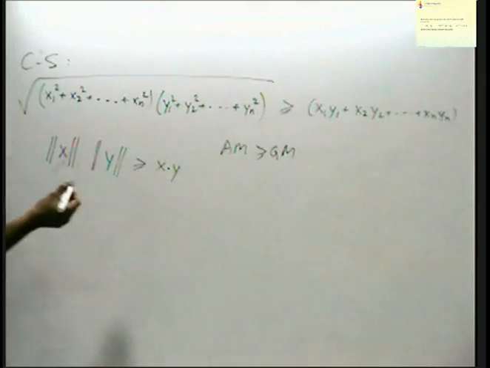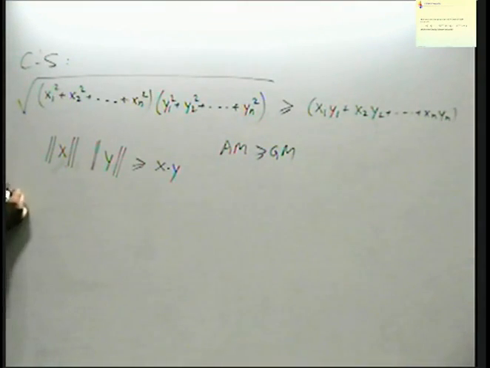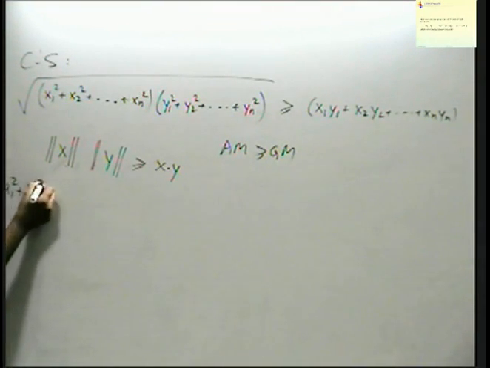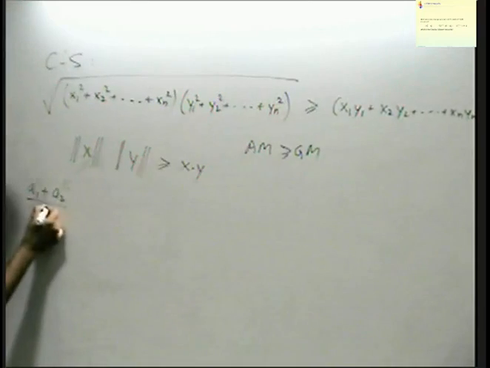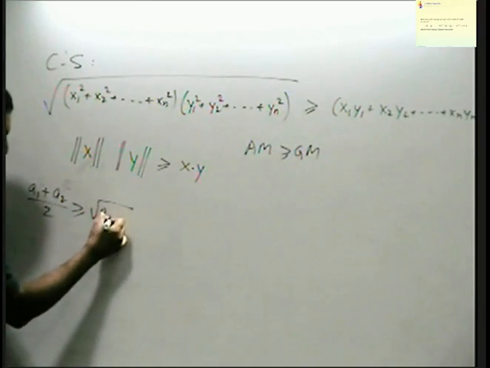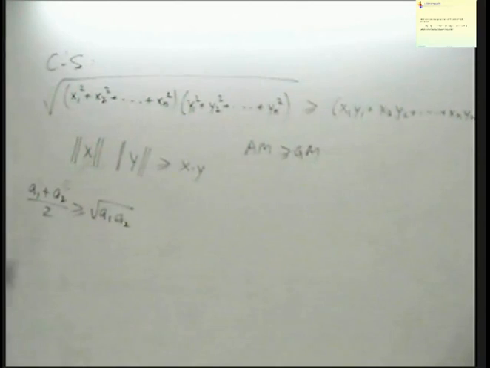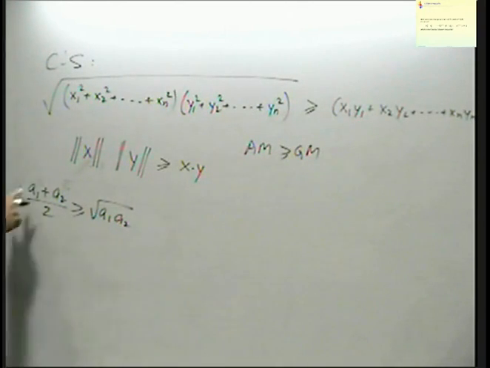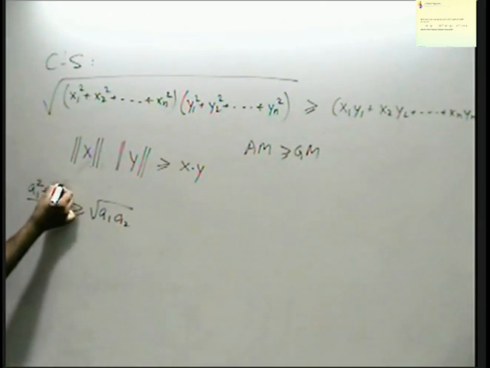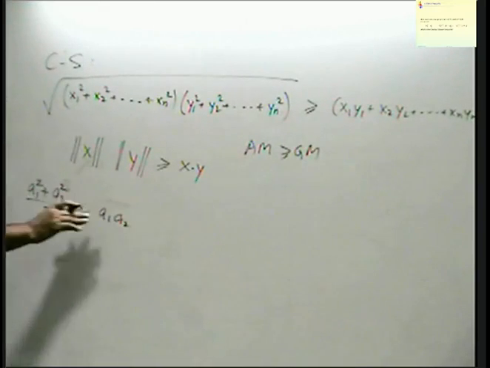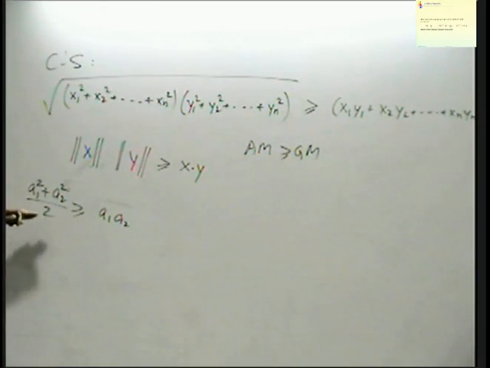So first of all, AM-GM for two quantities: (A1 squared plus A2 squared) by 2 is greater than or equal to square root of A1 A2. Okay. How do you prove this? Very, very simple. I am going to write A1 squared, A2 squared instead of A1 and A2. So this is just a transformation, if you like. Everyone okay with the fact that this is the AM-GM for two quantities? Just that the two quantities happen to be A1 squared, A2 squared.